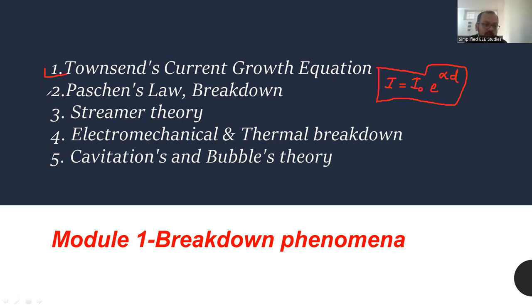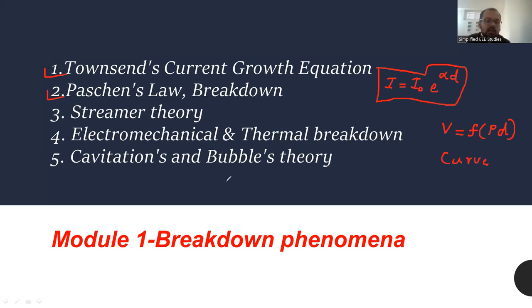Another important question related to gaseous dielectric breakdown is Paschen's law. Write a brief note on Paschen's law. Whenever you are explaining Paschen's law, please don't forget to write the equation: V, the breakdown voltage, is equal to a function of pressure and distance. This is very, very important. Try to draw the curve also, Paschen's curve. It is better to practice the Paschen's curve.